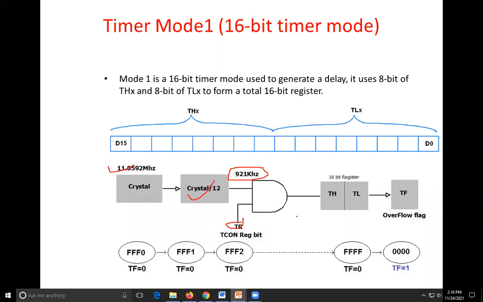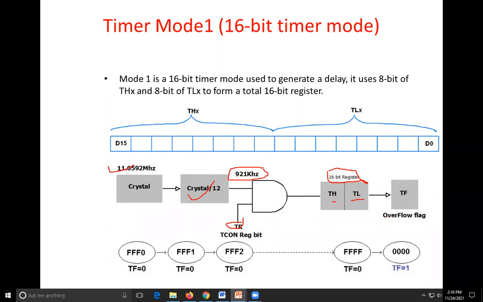Then this is the TH and TL. These are the higher order and lower order registers. So it is 16 bit, and we have to use this 16 bit here for the timer. The 16 bit is directly used as TH and TL.